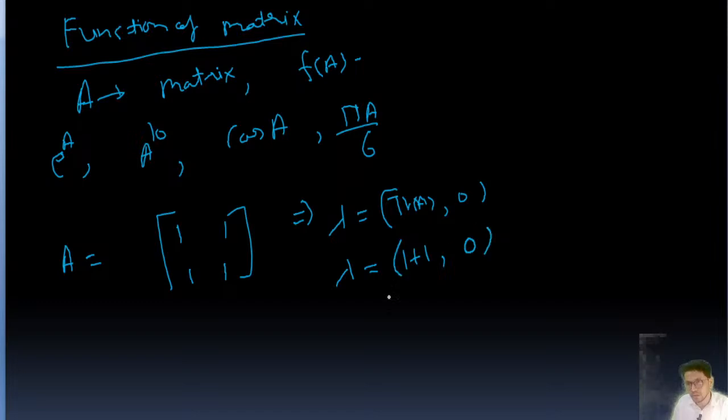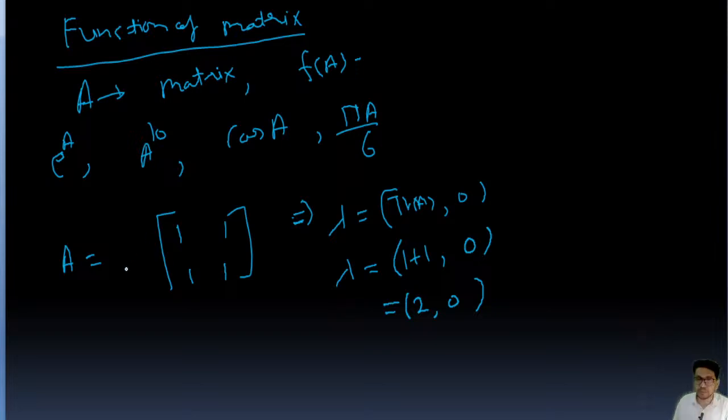So this is going to be 2 comma 0. So we don't need to find the eigenvalues lambda by using the characteristic equation. If we know the property, we can directly know the eigenvalues. Okay, so the eigenvalues are this.